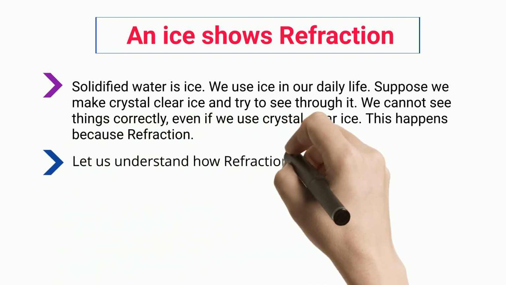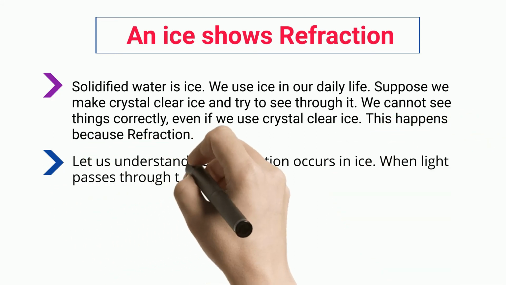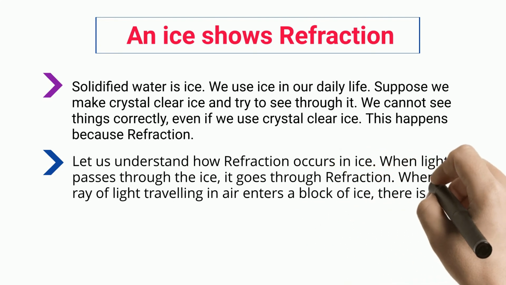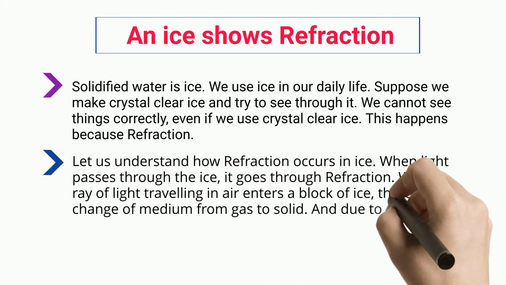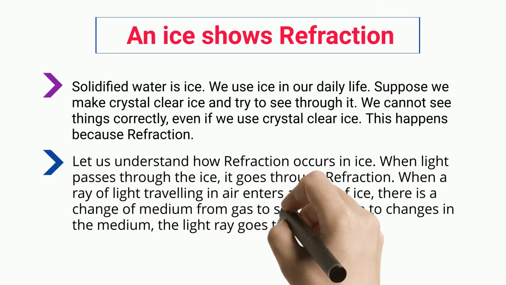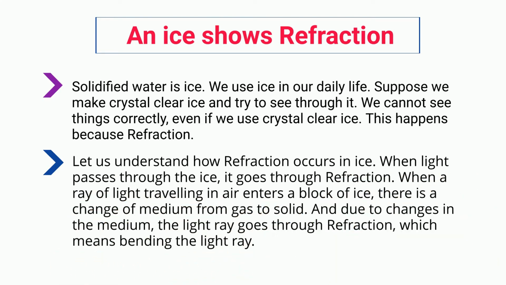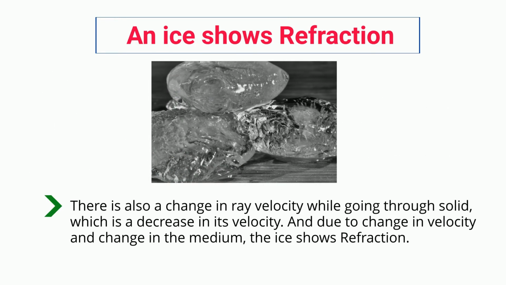Let us understand how refraction occurs in ice. When light passes through the ice, it goes through refraction. When a ray of light traveling in air enters a block of ice, there is a change of medium from gas to solid. And due to changes in the medium, the light ray goes through refraction, which means bending of the light ray. There is also a change in ray velocity while going through solid, which is a decrease in its velocity. And due to change in velocity and change in the medium, the ice shows refraction.